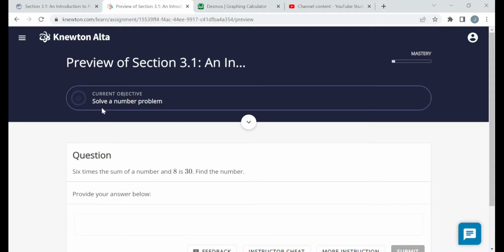Alright, so now we have solve a number problem. So it's the same steps. I'm doing the same steps for every single one of these. You read, you identify your unknowns, you name your unknowns, you then translate English into math, translate into an equation, solve the equation, answer your question, check your solutions. So here, 6 times the sum of a number and 8 is 30. Find the number. So the unknown here is this number.